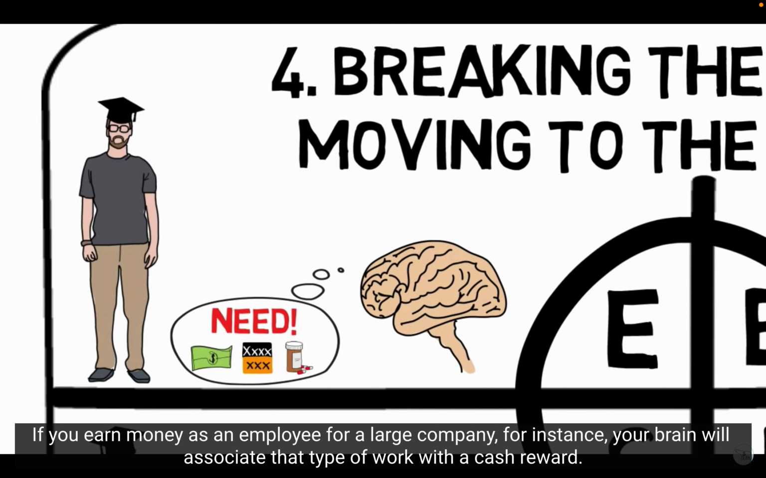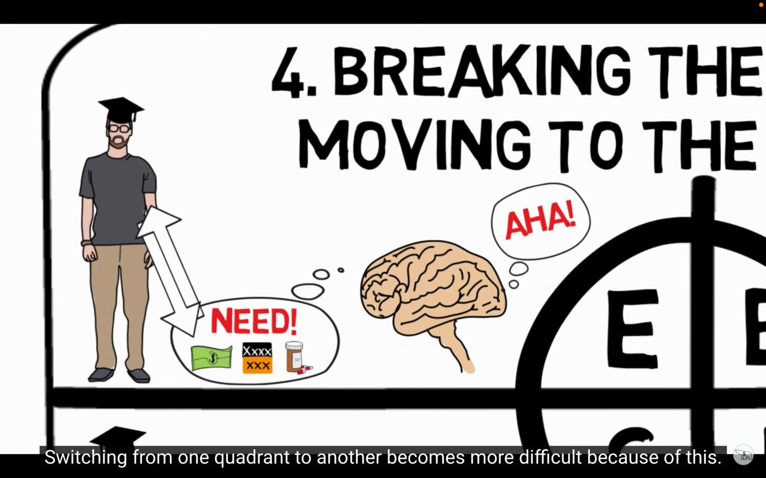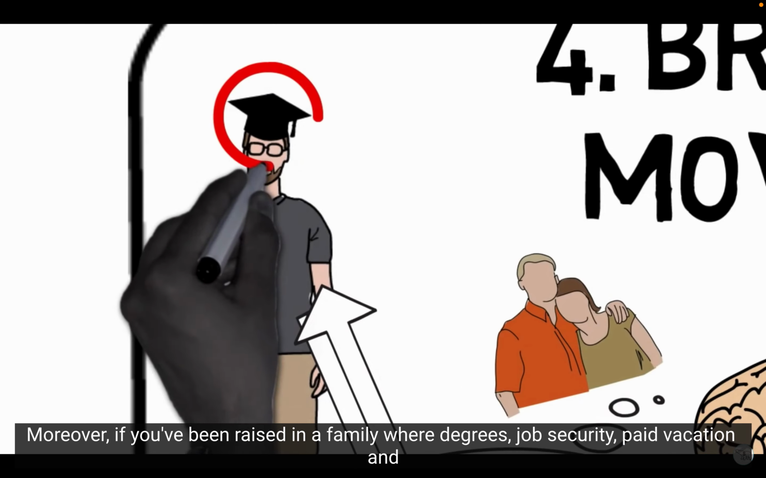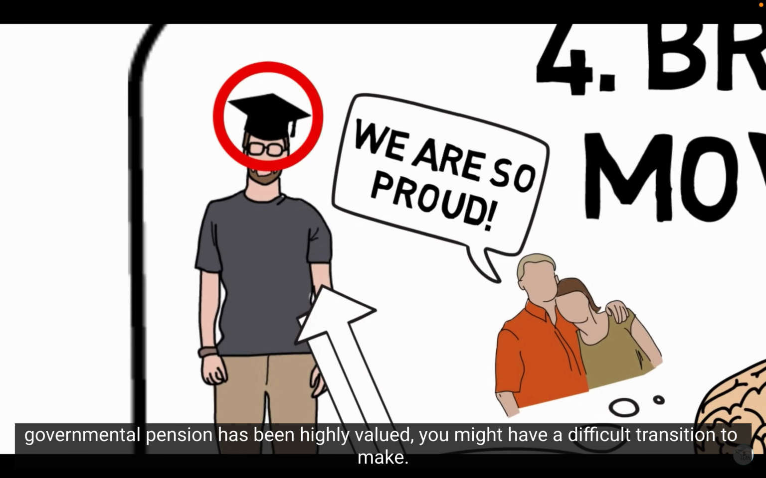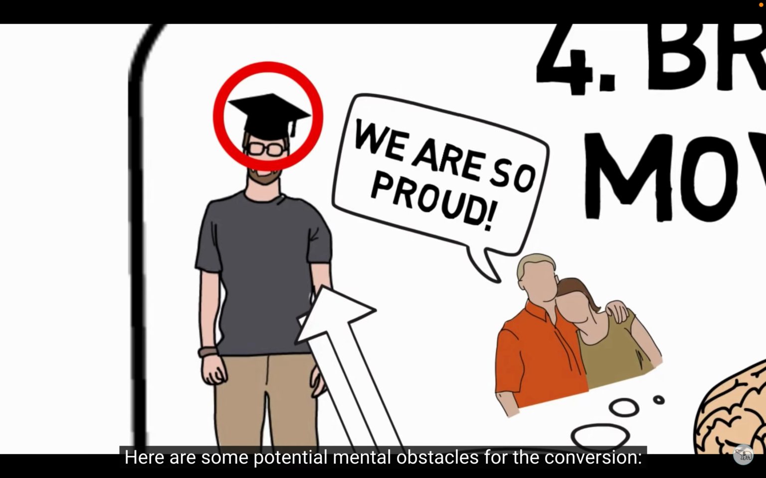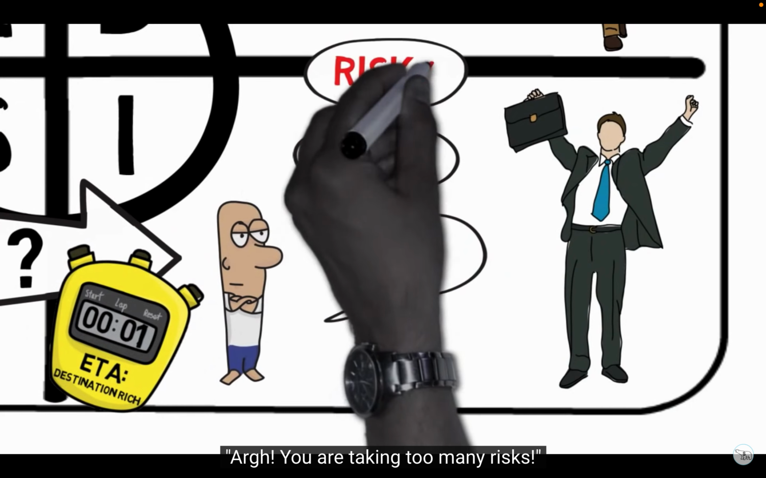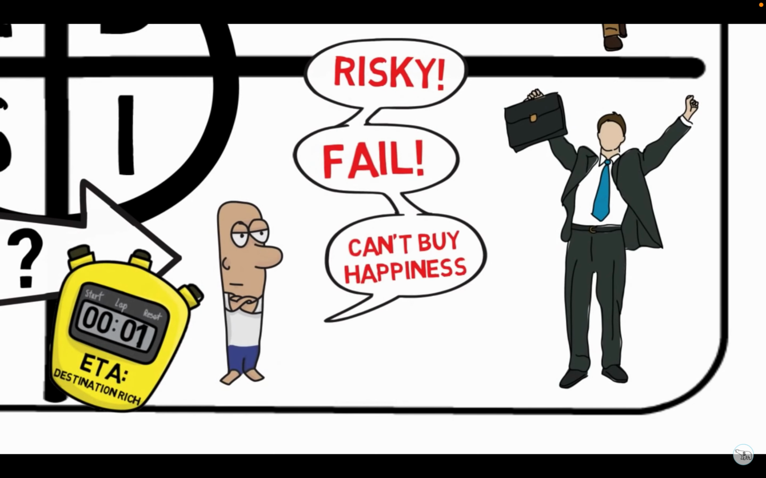If you earn money as an employee for a large company, for instance, your brain will associate that type of work with a cash reward. Switching from one quadrant to another becomes more difficult because of this. Moreover, if you've been raised in a family where degrees, job security, paid vacation, and governmental pension has been highly valued, you might have a difficult transition to make. Here are some potential mental obstacles for the conversion. You're taking too many risks. You might fail. Money can't buy happiness anyways.